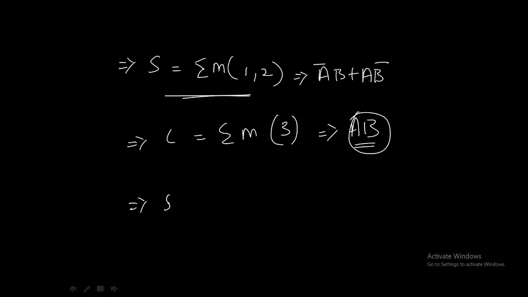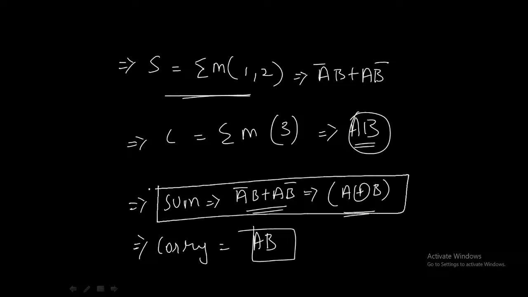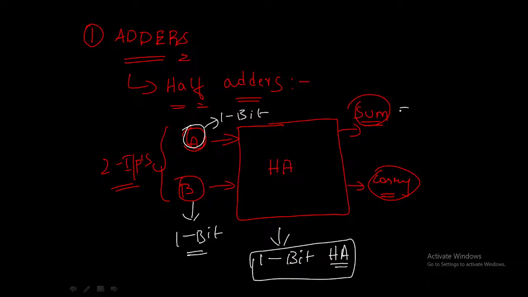So finally, sum is equal to a bar b plus a b bar, which is nothing but a XOR b, and carry is equal to ab. So this is the Boolean expression for sum as well as carry. Sum is equal to a XOR b and carry is equal to a dot b.